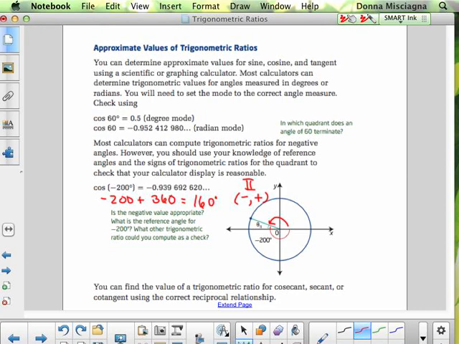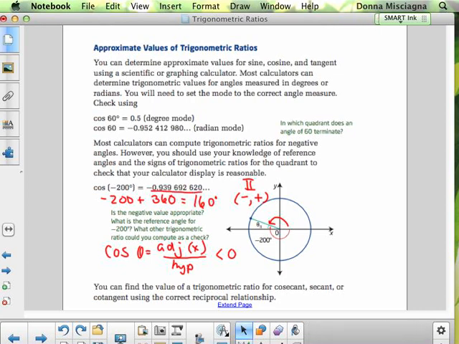Cosine, remember, uses the adjacent, which is x, over the hypotenuse. And so since x is negative, we would expect an answer that is less than 0. And so by getting a negative answer from our calculator, we expect that would be correct. If we got a positive answer, that would be wrong, and we know we need to put a negative on it.